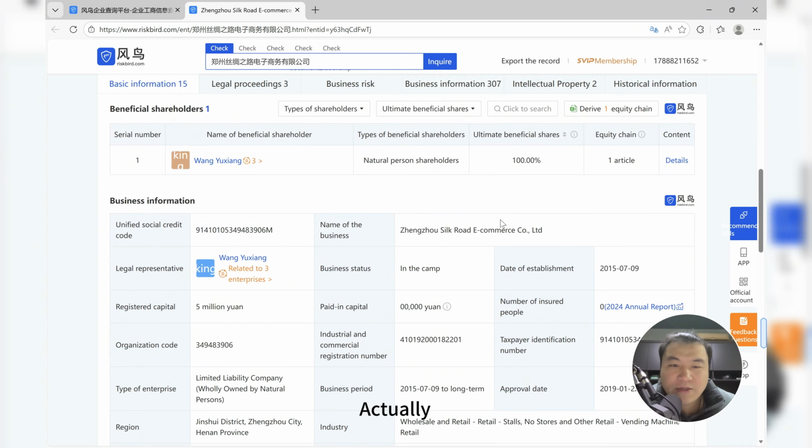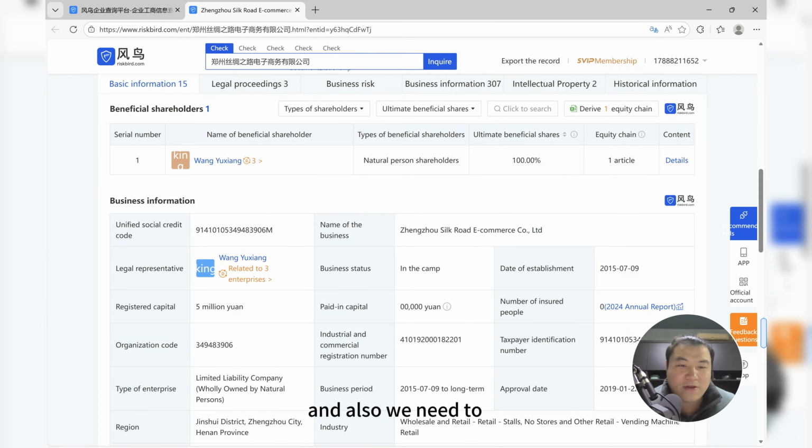From here, actually, this is repeated information, so we can start from here. Business status. Actually, it's a wrong translation. This status should be active, but sometimes the web doesn't translate so well.